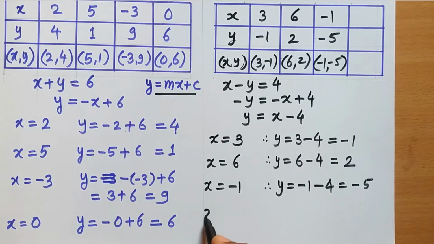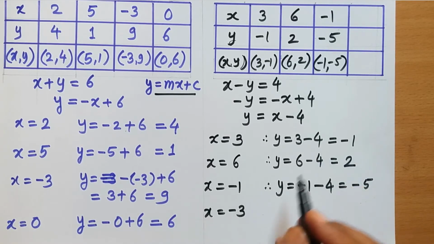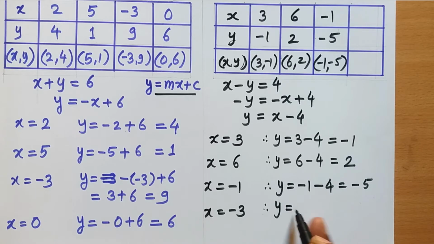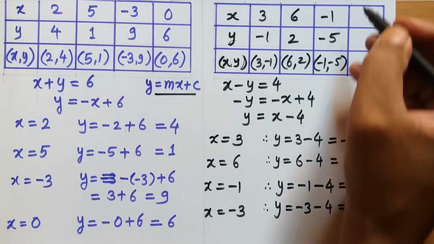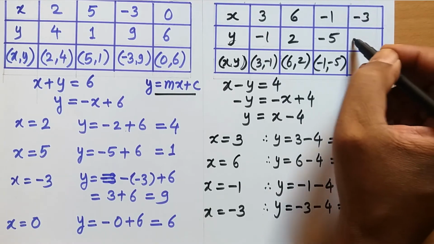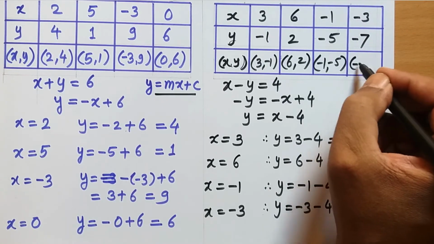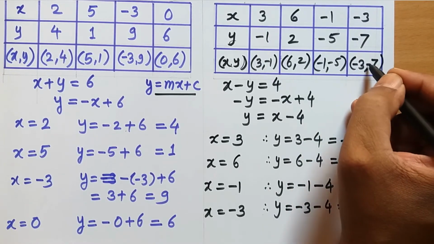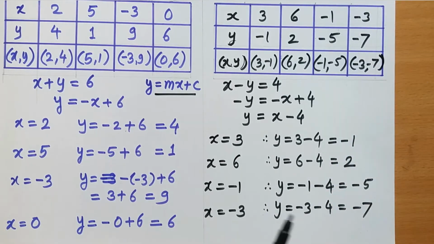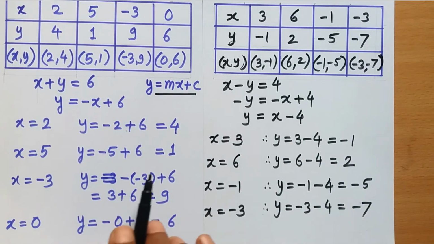Take one more value. Let us take negative 3. Hence y is equal to negative 3 minus 4, which is equal to negative 7. So negative 3 and negative 7 is the last pair.